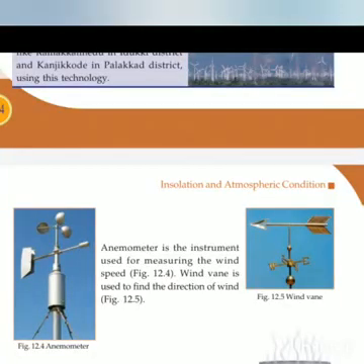Then children, how can wind be measured? Yes, the anemometer is the instrument used for measuring wind. A wind vane is used to find the direction of the wind. We can see the pictures of the anemometer and wind vane in your textbook.